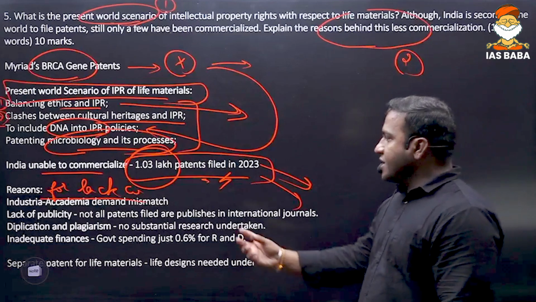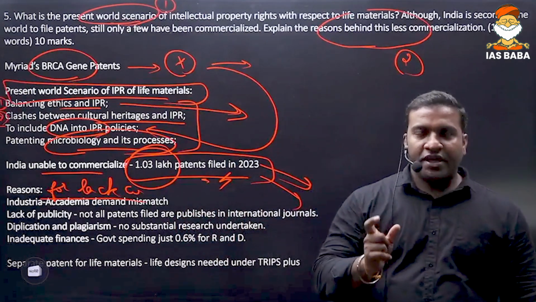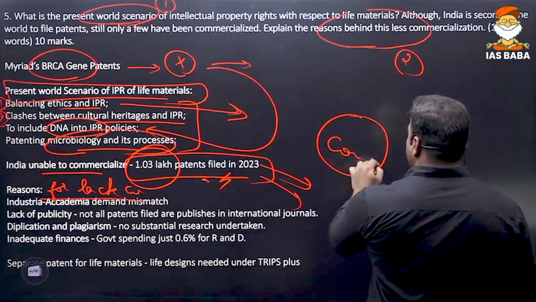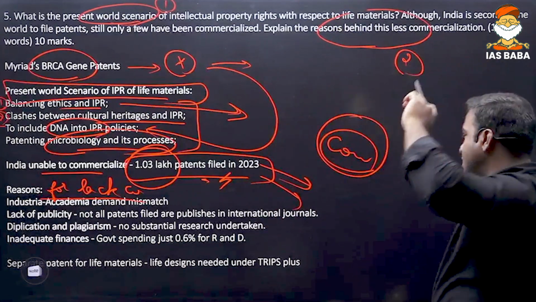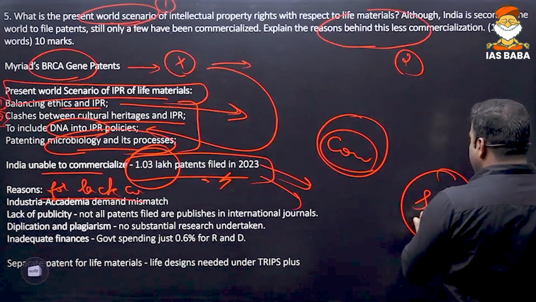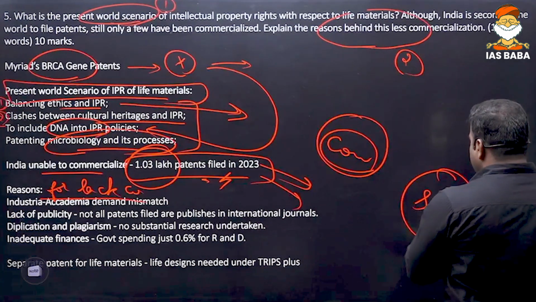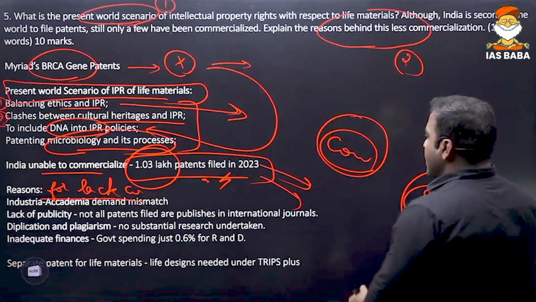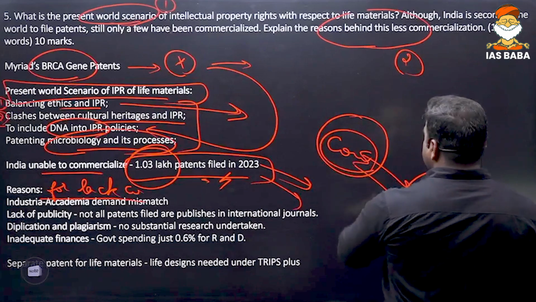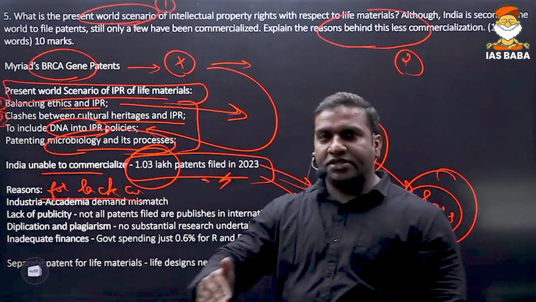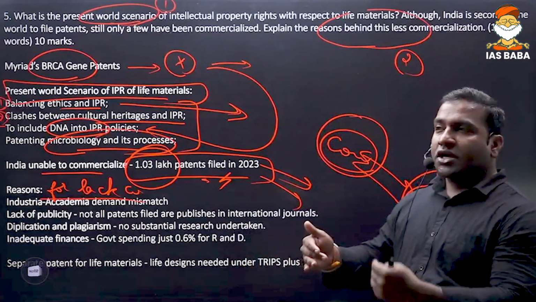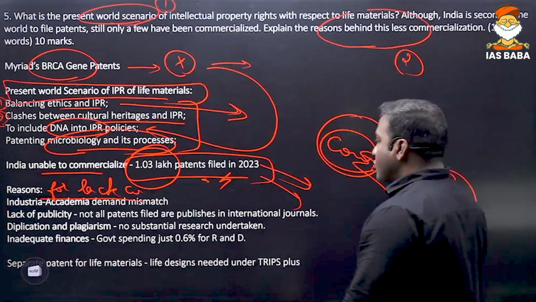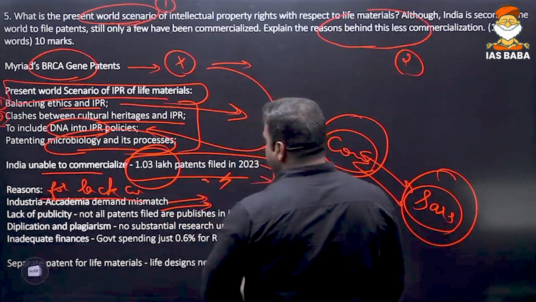Now first, industry academia demand mismatch. Industry says I want a COVID vaccine, and academia is still in the SARS era. In academia we are not teaching the vaccination of COVID-19. We are still teaching about SARS, which came 10-15 years back. So when the demand and supply mismatch is there, the patents that are coming now might be 10-15 years behind what the market needs. In that case we cannot commercialize this. Commercialization will become difficult.